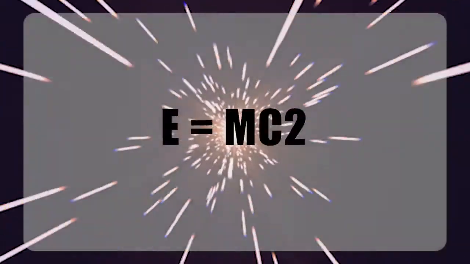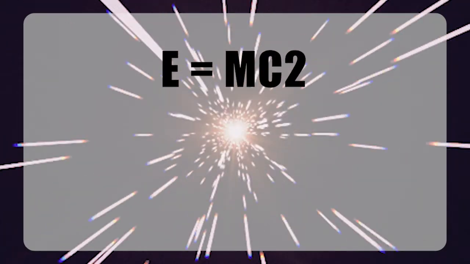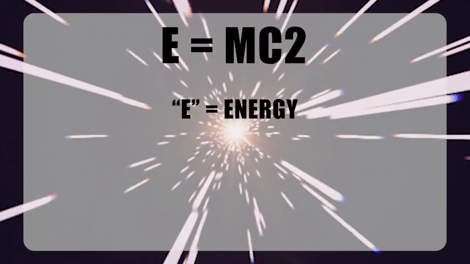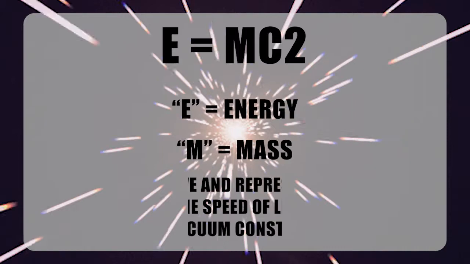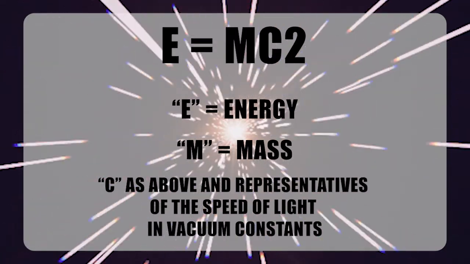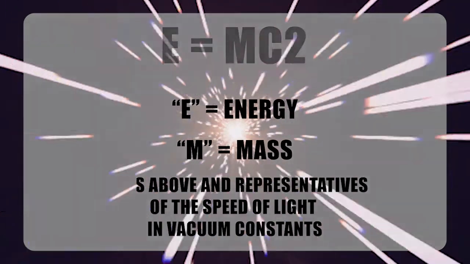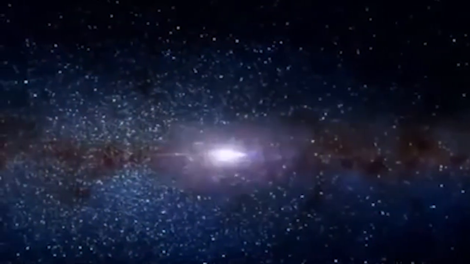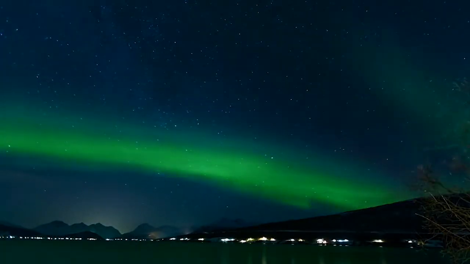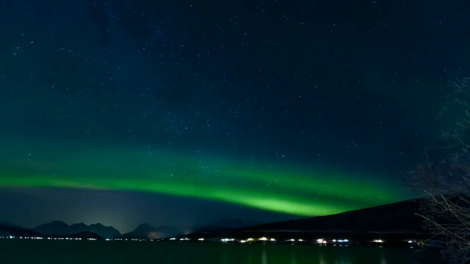According to the famous mass-energy conversion formula, E equals mc², where E represents energy and m represents mass, and c, as above, represents the speed of light in vacuum constant. As the speed increases, the mass of the object will increase. When the speed of an object is close to the speed of light, its mass will tend to infinity. According to this formula, it is impossible for a mass object to reach the speed of light.